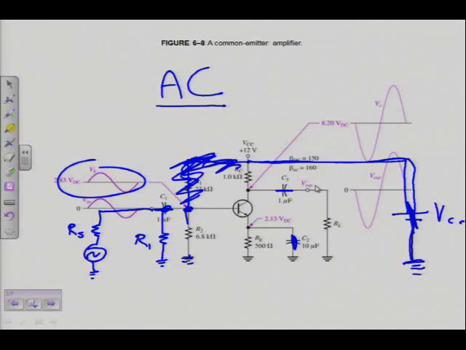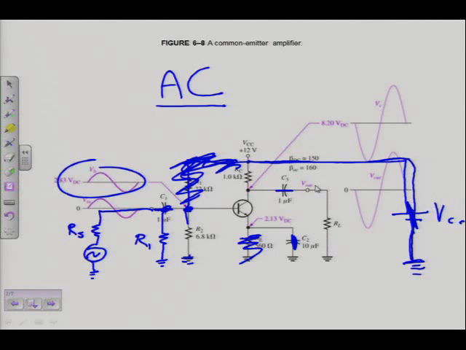Let's have a look at the emitter. I've got a short over here as well. And current is, just like a student, always takes the easiest route, no? So it's going to bypass RE. RE is not going to be part of the circuit anymore. You agree? Because that's a short.